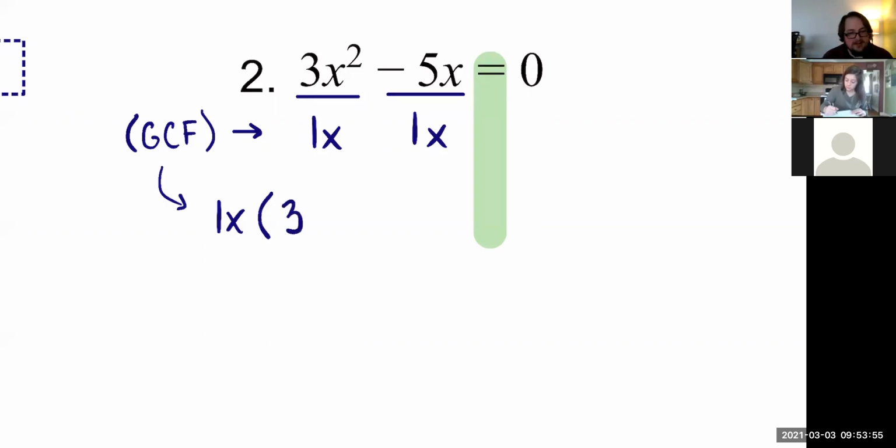3 divided by 1 gives me 3, but you were right about the x. There were 2 of them. We only took 1 away, so there will still be an x on that first term. What about -5 divided by 1? It'll be a -5. Will that one still have an x? Nope, because there was 1 there. We took that one away.